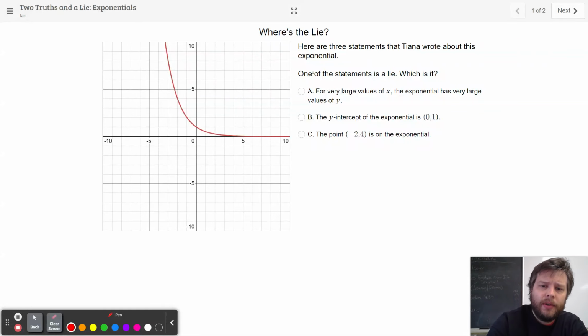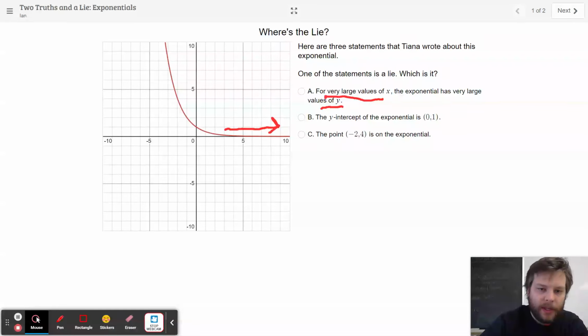For the very first one, for very large values of x, the exponential has very large values of y. Let's look at that. As my x values get bigger, I'm going further and further to the right. So is it true that I also have large y values? If I click on the exponential curve, I can see what the y values are. As I move to the right, ask yourself, are those large y values?